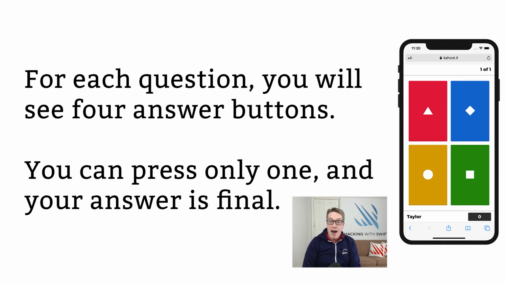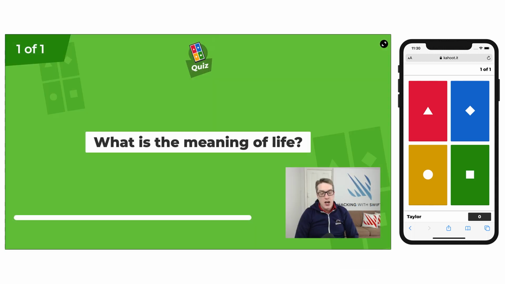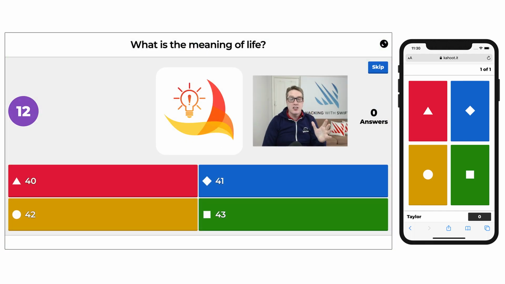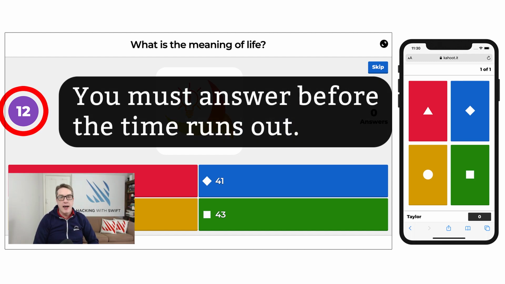Then, after the answer buttons appear, you will see questions on this stream. So you can see right now with me, you'll see a question saying, what is the meaning of life? Then, also on the stream, you will see the answers, what those colors mean. So it might be 40, 41, 42, and 43. And you say, well, I think the answer is blue, 41. So you'll press blue on your screen, and that's your final answer. Off it goes.